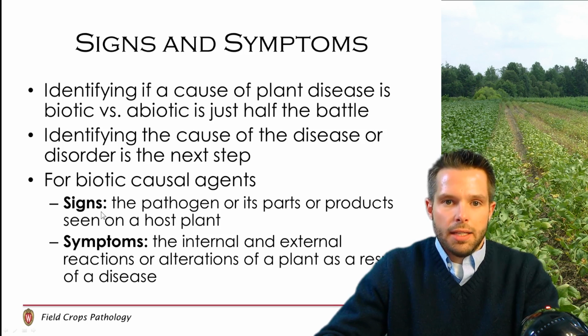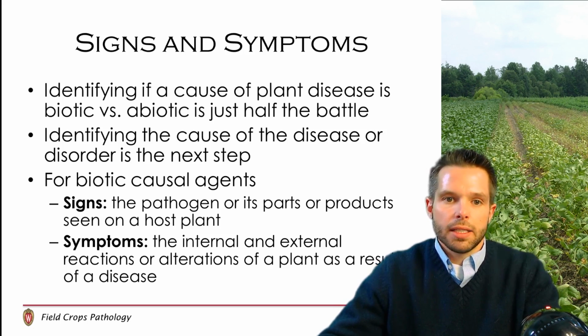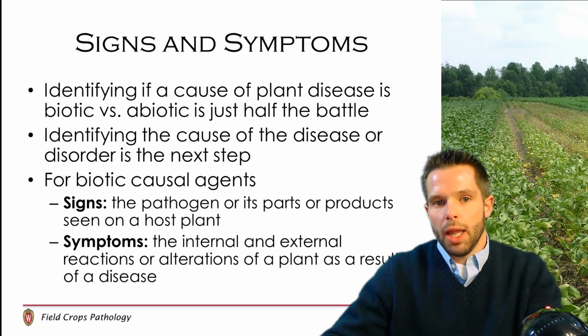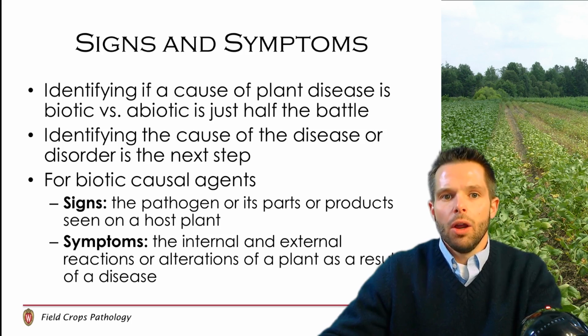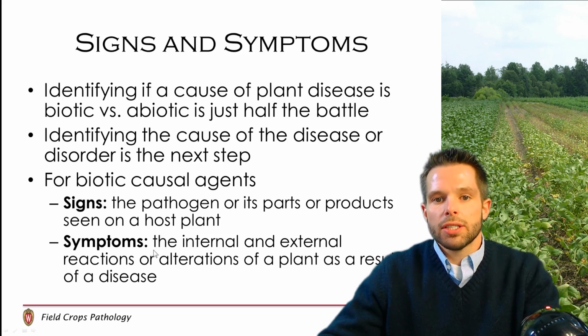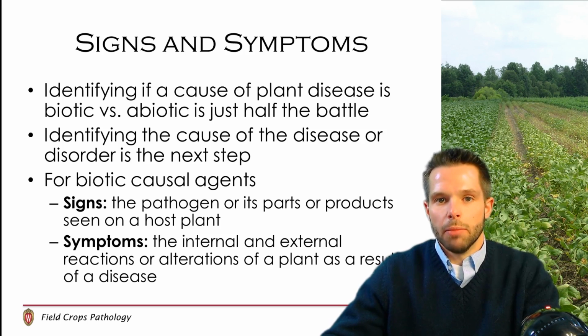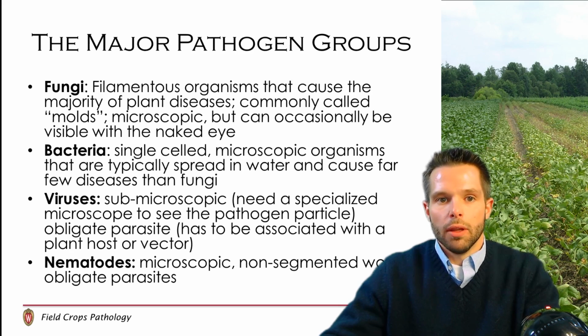We're looking at signs of the pathogen, which are its parts or products that can actually be seen on a host plant. Things like pycnidia or fruiting structures would fit into this category. Symptoms are the internal and external reactions or alterations of the plant as a result of the disease. So this is the plant's response to infection by that pathogen. And these two points, while subtle, can be very important when you're trying to diagnose what's going on with a plant that's sick.